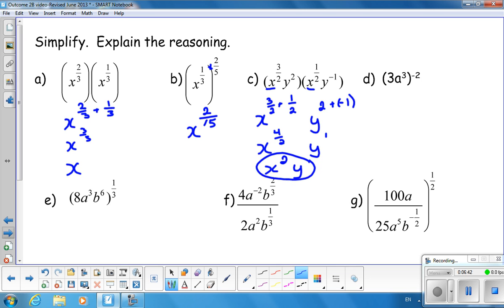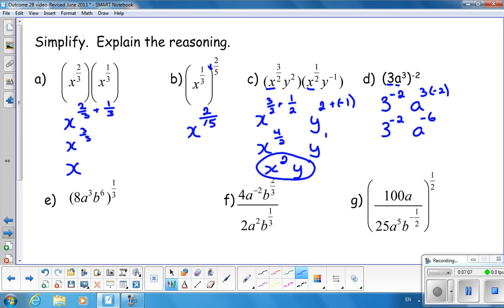For part D, this -2 has to go to each base inside the brackets, and I have two bases. I have 3 and I have a. So I end up with 3 to the power of -2 and a to the power of 3 times -2. I'm going to simplify my a's first. So 3 times -2 is -6.